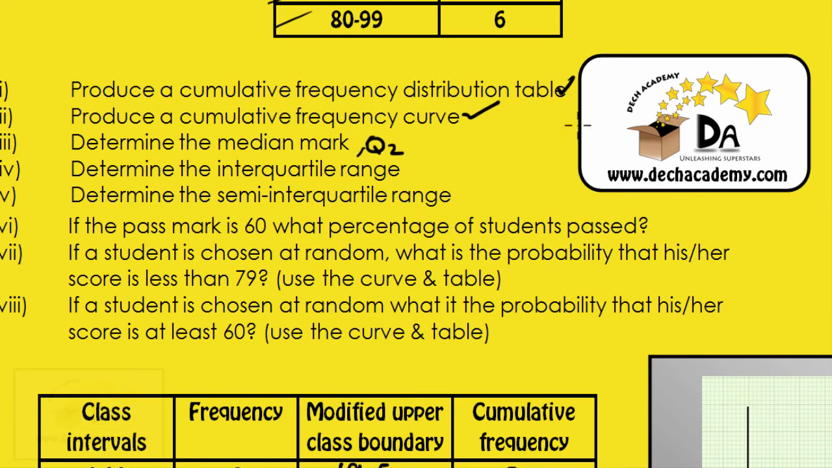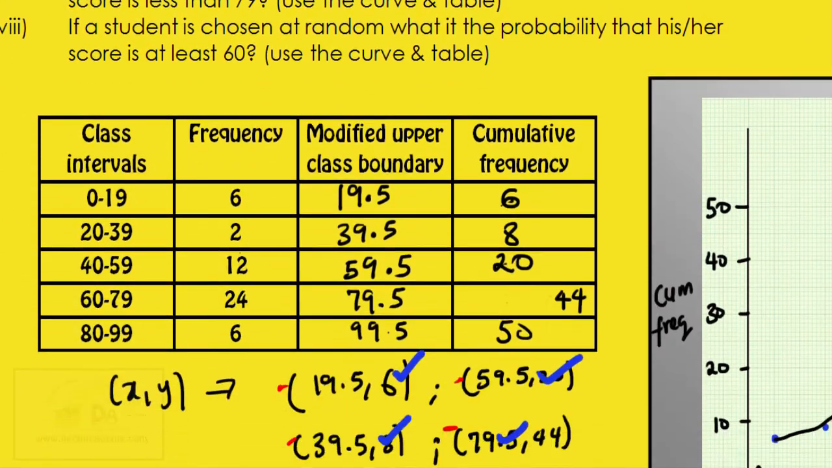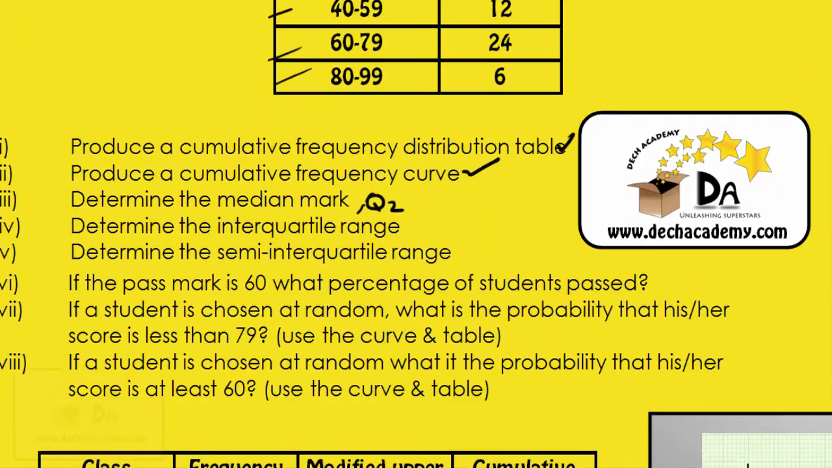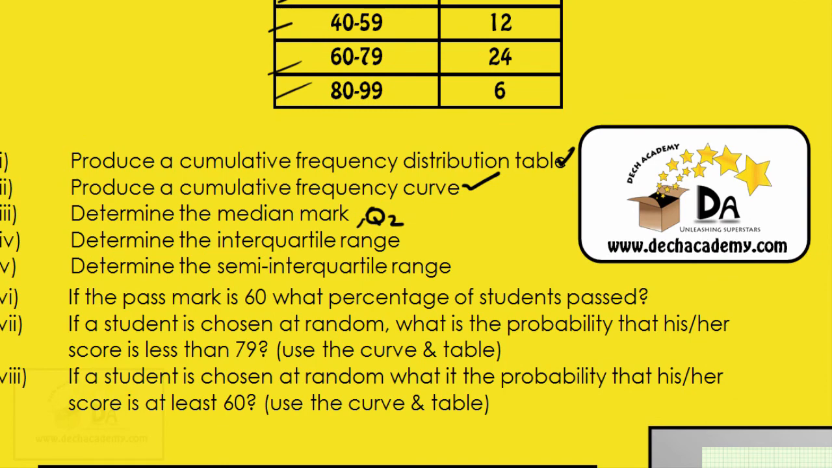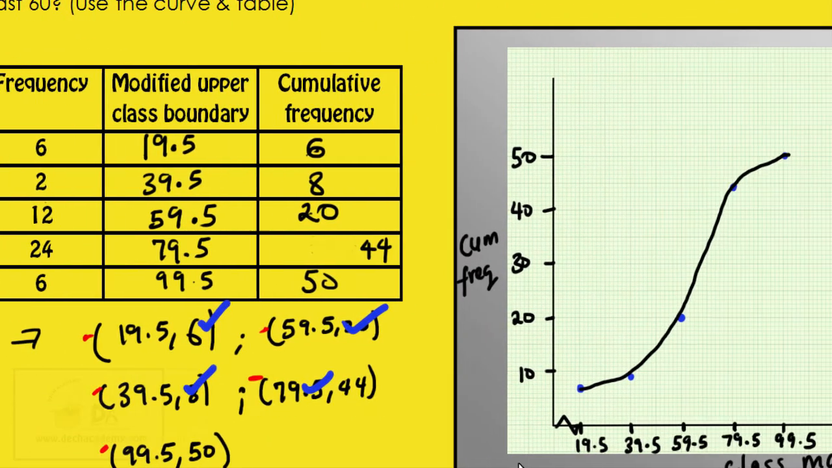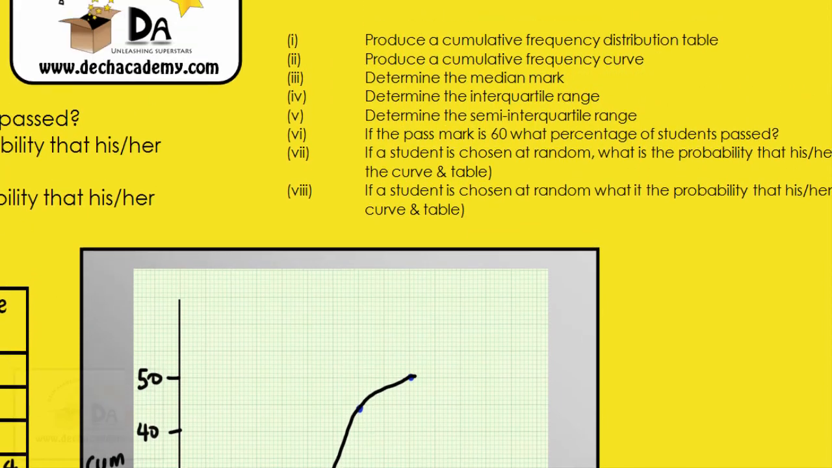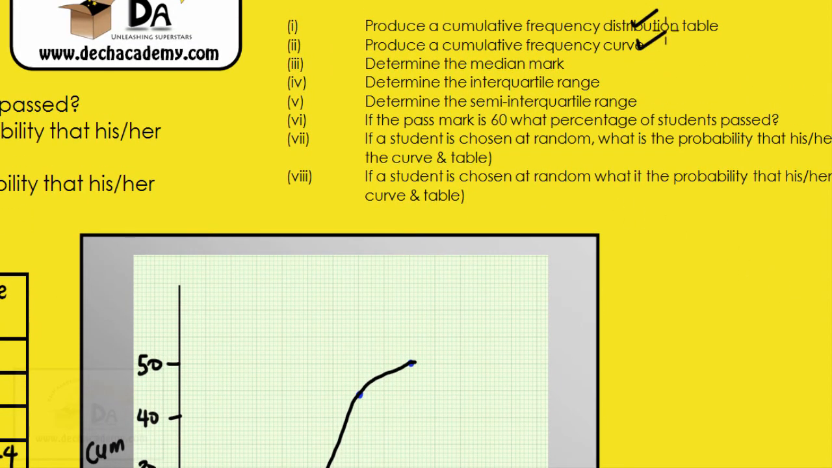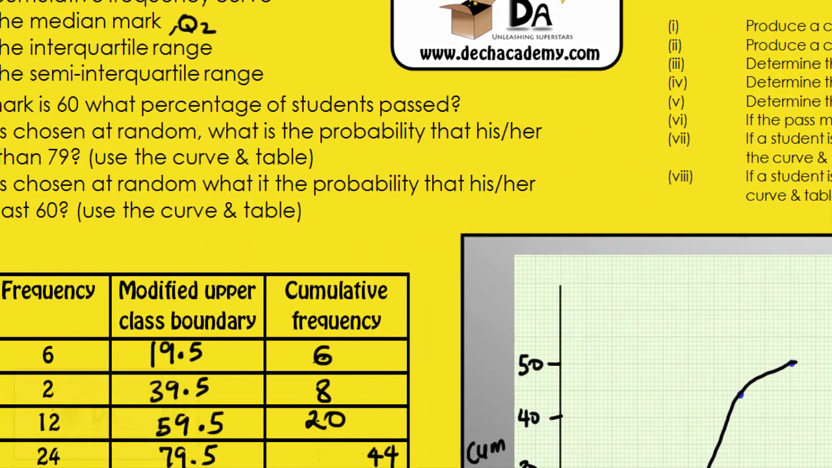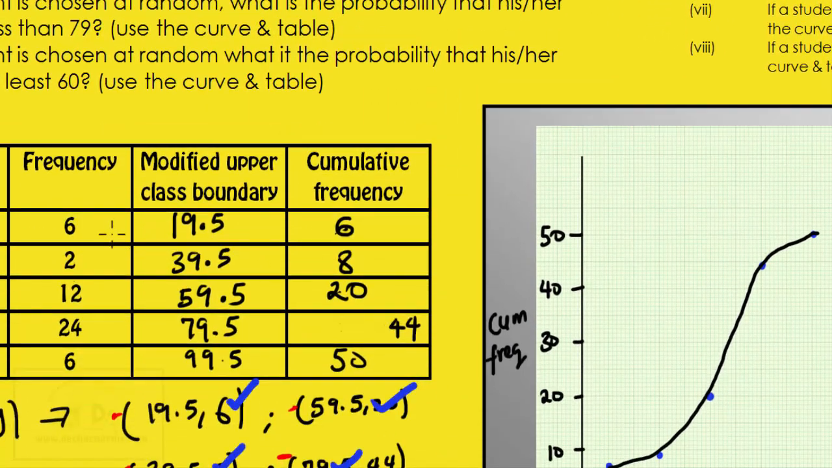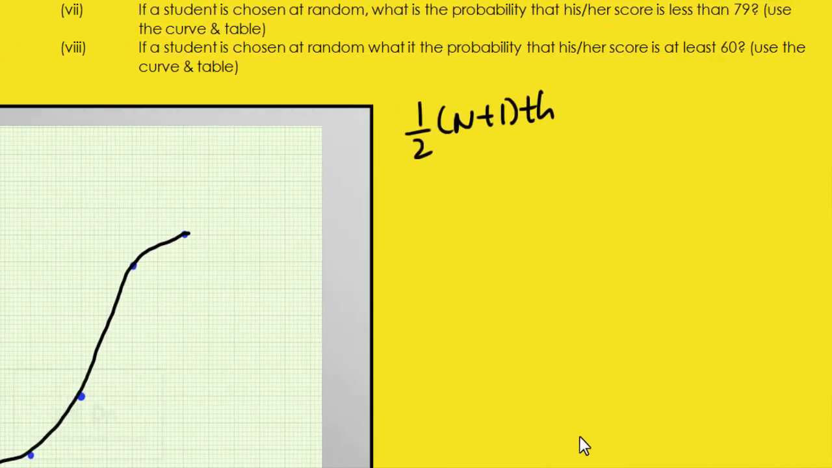So to determine the median mark, we need to determine the mark that lies in position Q2. So what I did was I just put the questions right above here. So we've answered this. Median mark Q2. That's the mark that lies in this position. Now what's n? The total frequency. And from what we have here, our total frequency is 50. 6 plus 12, 8, 8 plus 12, 20, 20 plus 24, 44, 44 plus 6 is 50.